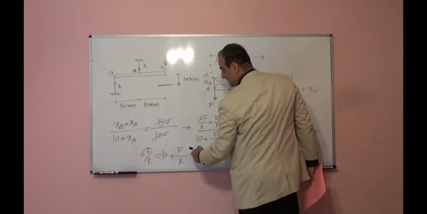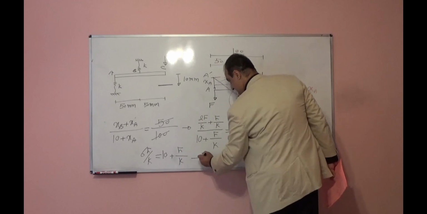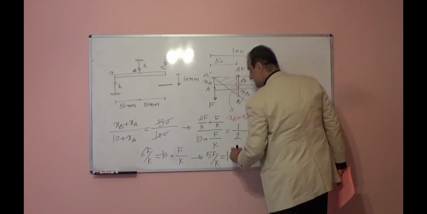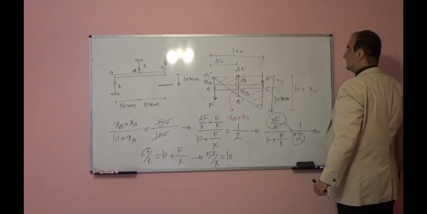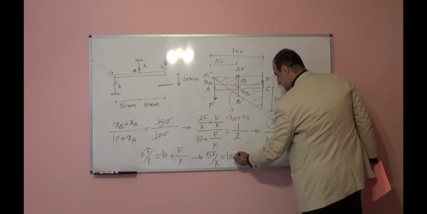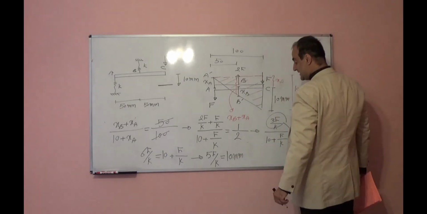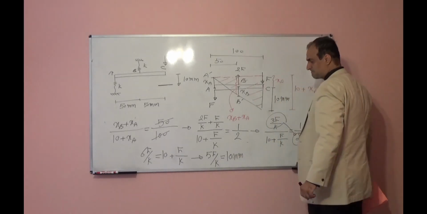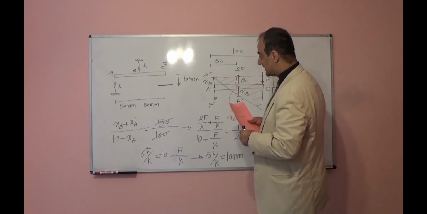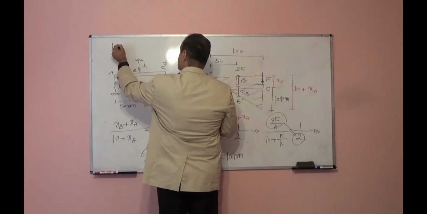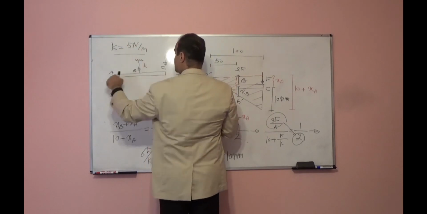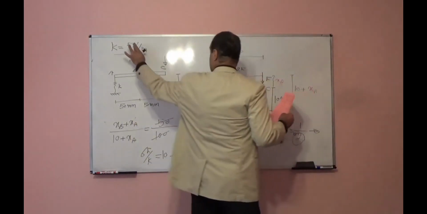If I take this F over K to the other side, it will be 5F over K is equal to 10. So finally, I reach 5F over K is equal to 10 millimeter. What is the K? The magnitude of K is given. The magnitude of K is 5 Newton per meter. The magnitude of this K is given. It is 5 Newton per meter.